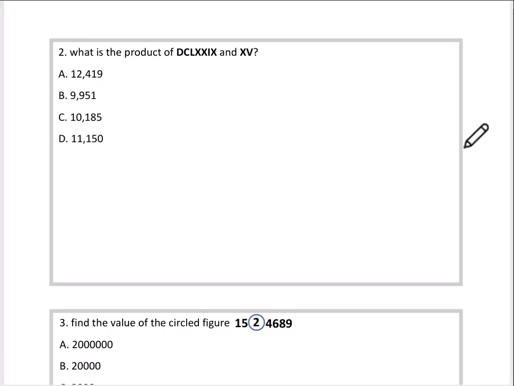For question number 2, what is the product? Product means times, multiplication of DC, LXX, IX, and XIV. So we need to write this in Arabic form, that's numbers. DC is 600, then LX is 60, LXX is 70, then IX is 9. So this is going to be 679, and then this is XV. X is 10, V is 5, so this is 15. So they are simply asking us to multiply 679 by 15.